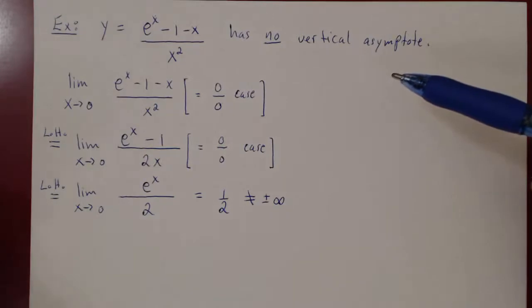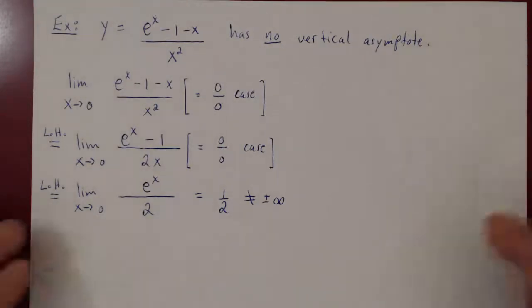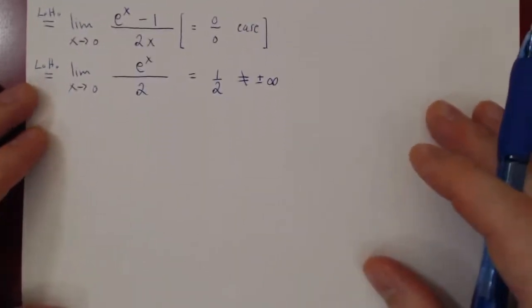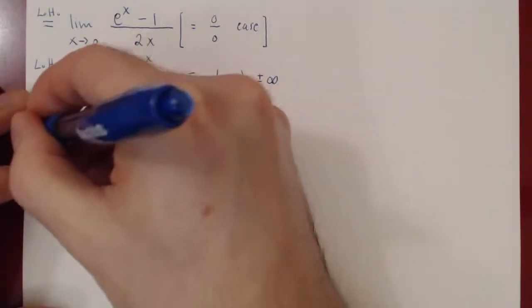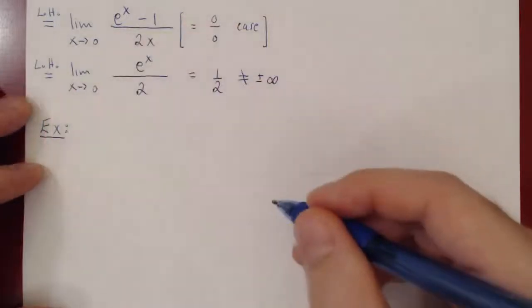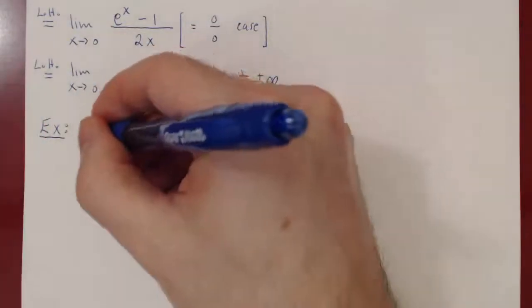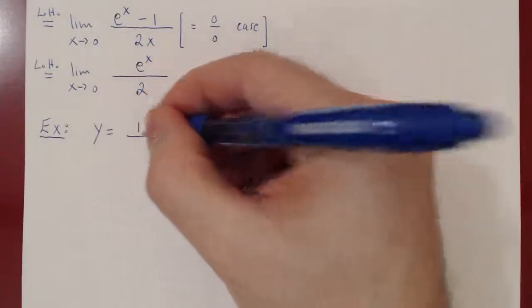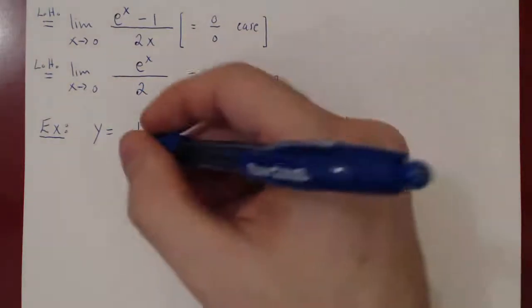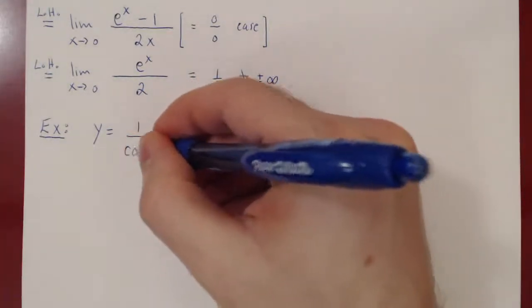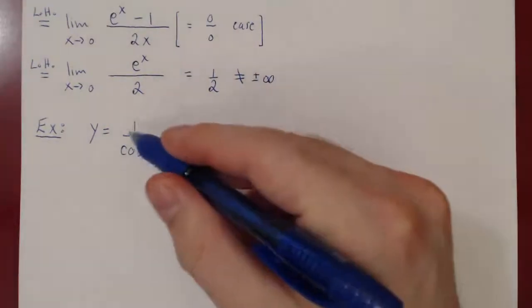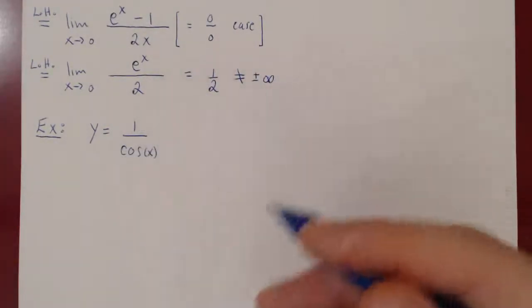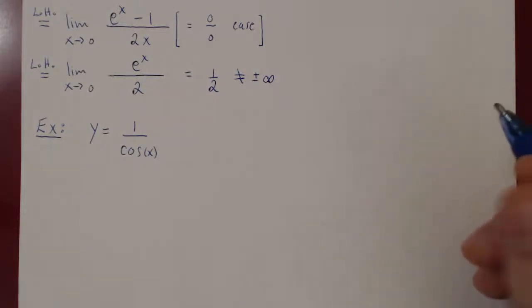Let's consider an example where a function has an infinite number of vertical asymptotes. This will be our last example for vertical asymptotes. The function will be quite simple. 1 over, say, cos of x. Once again, both functions, 1 and cos of x, are defined everywhere. So individually, these functions don't cause us any problems.